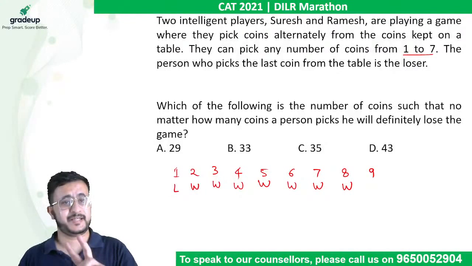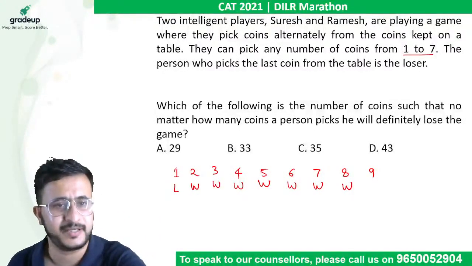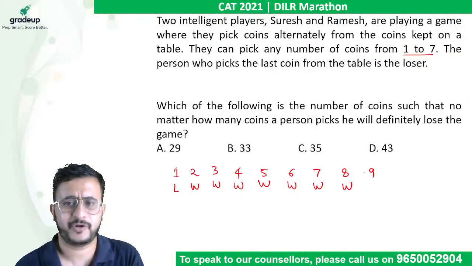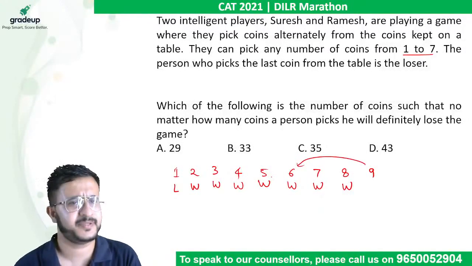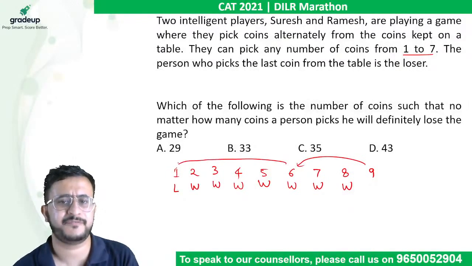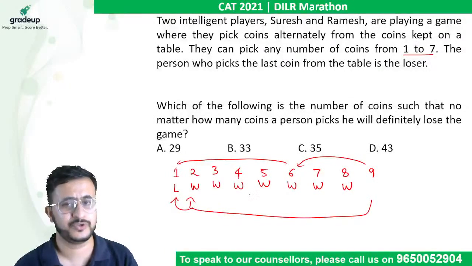Yes. So see, if I am intelligent, the other person is also intelligent, right? So no matter whatever number of coins I pick, suppose I pick 3 coins. So there will be 6 coins left. Now that person knows that 1 is a losing number, so he will pick 5 coins and I will lose the game, right? Suppose I pick 7 coins. I will be left with 2 coins. The person will pick 1 coin and I will lose, right?